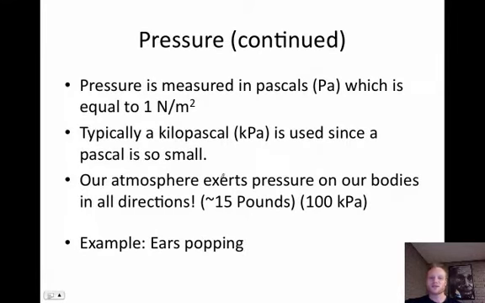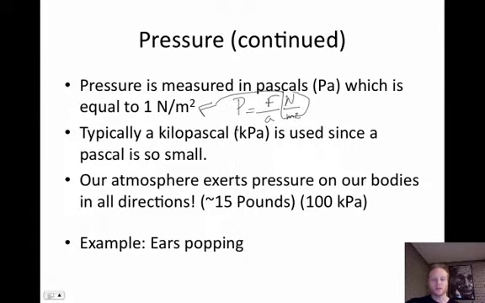As I mentioned in the previous slide, pressure is measured in pascals, abbreviated Pa, which is actually equal to 1 newton per meter squared, which makes sense because if you go back to the formula, P equals F over A. F is going to be in newtons, and A is going to be in meters squared. And so there it is. That is 1 Pascal, newton over meter squared.